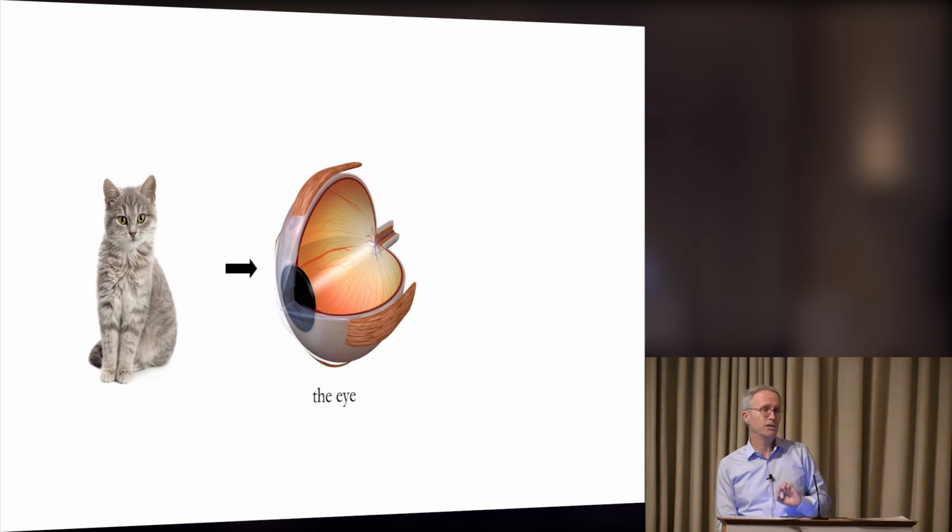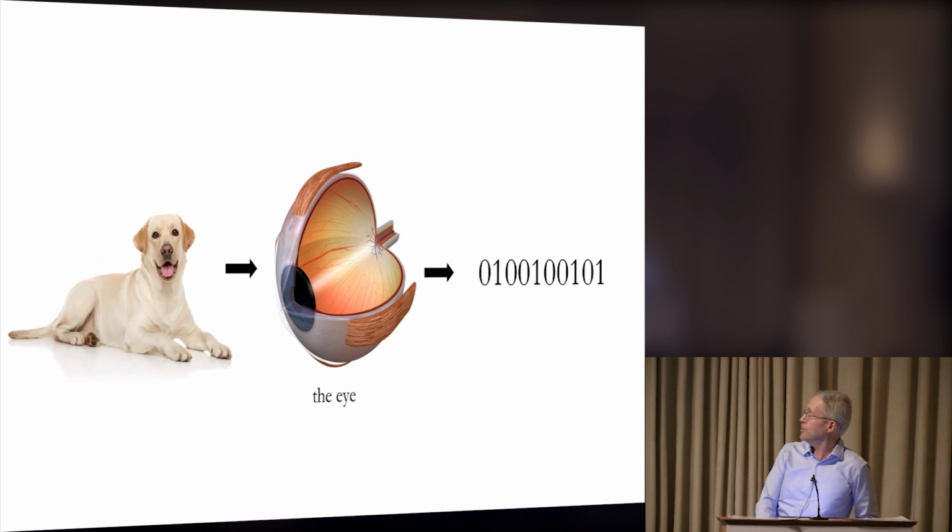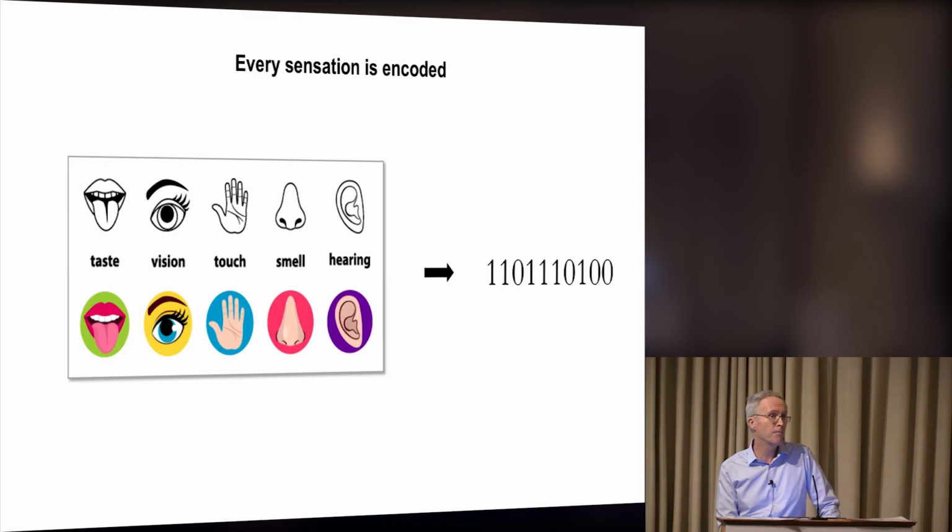Now, all of that electrical activity is converted into an elementary digital code. And if it were that you saw a dog, you would get a different digital code in your nerve cells. And in fact, every sensation is encoded into a digital code. But what is that digital code?